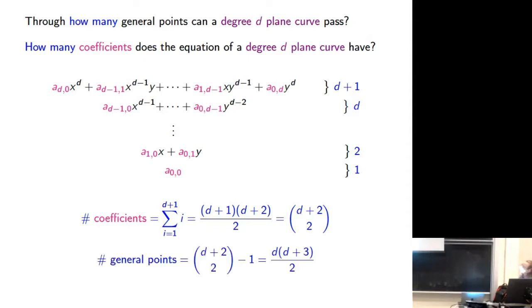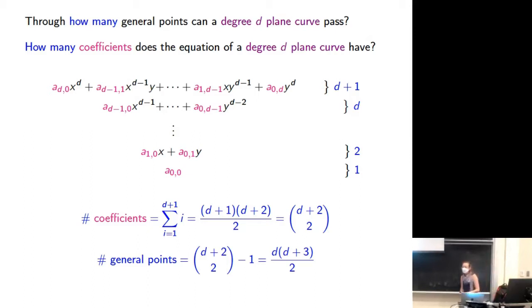And the number of general points I can interpolate through is 1 less than that, because I need to have strictly smaller number of rows than columns. And so I subtract 1, and I get d times d plus 3 over 2. All right. Any questions? Let me pause.